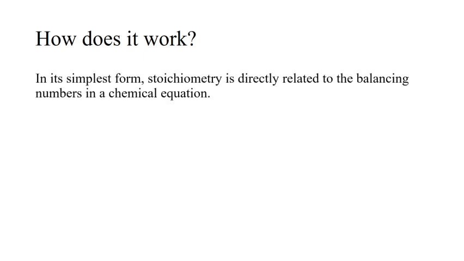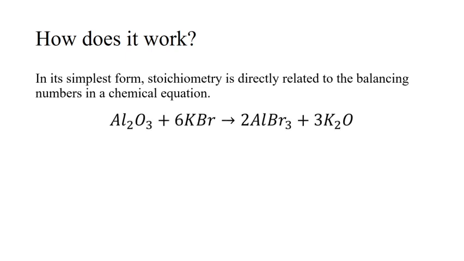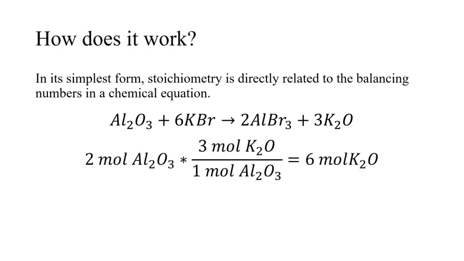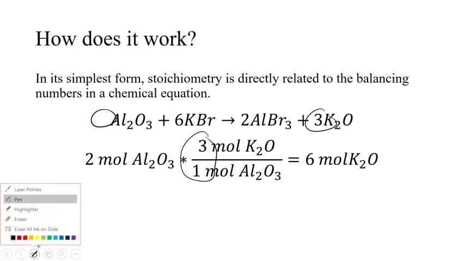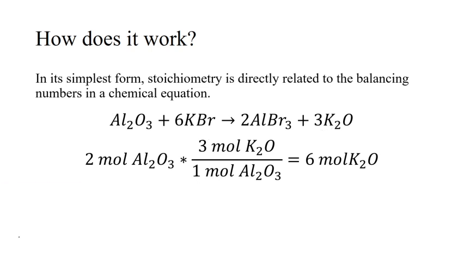Basically, it is taking a ratio directly related to the balancing numbers to convert from one chemical to another. Like in this chemical reaction, we can convert from moles of aluminum oxide to moles of potassium oxide. And see, here we have our mole ratio, which if you remember, it's just the balancing numbers from our balanced chemical equation. And we can use it to make some predictions.